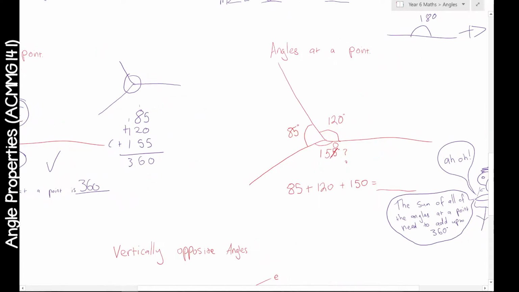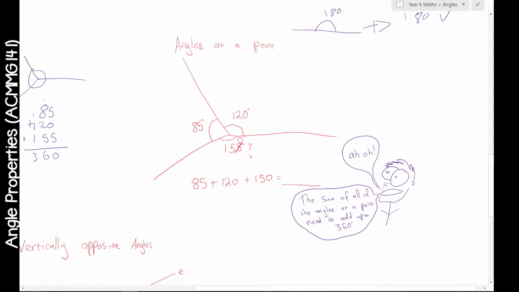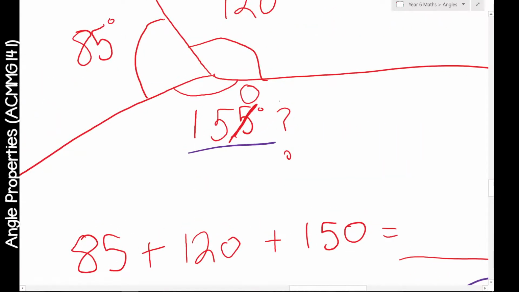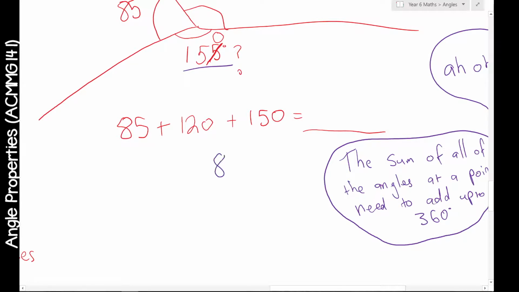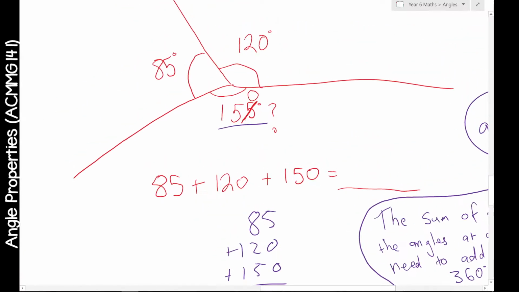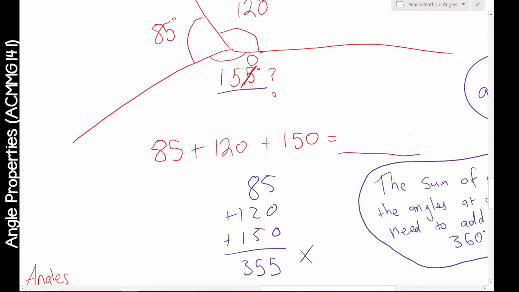So we'll look at another example. Here's the same thing, but when we were measuring it, we made a mistake. We said we thought it was worth 150, so let's see what happens. We have our 85 plus 120 plus 150, and we end up with 355. So it didn't equal 360, but if we look at the shape, it makes a circle if we put them all together, so I know I must have been wrong.